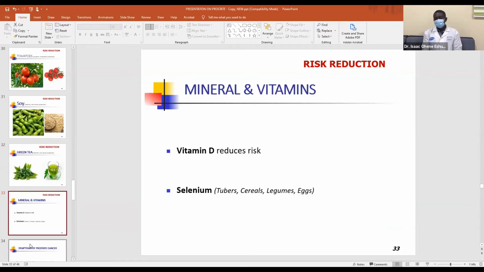Now, certain minerals like vitamin D have also been found to reduce the risk, and selenium. Selenium, we can find it in tubers, in cereals, in legumes and eggs. Vitamin D in Africa is very abundant because of the sun. So these are minerals and vitamins that have also been found to reduce the risk.